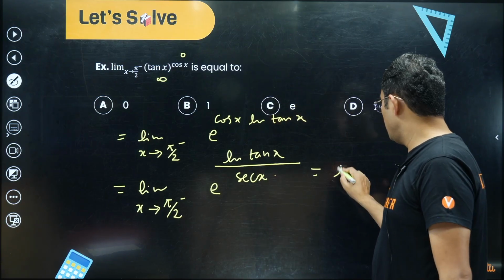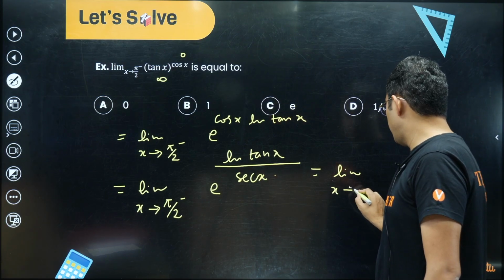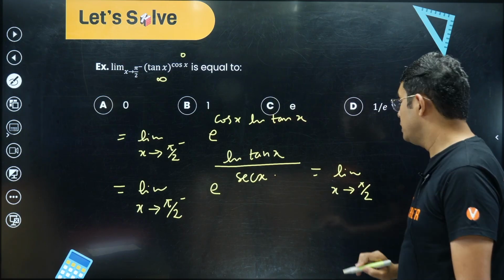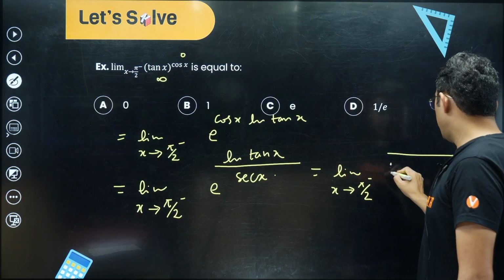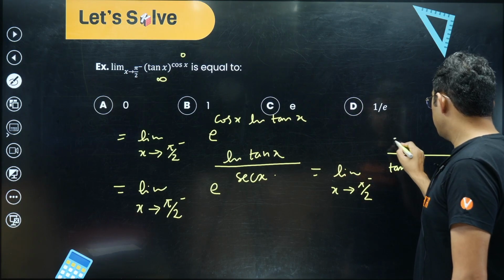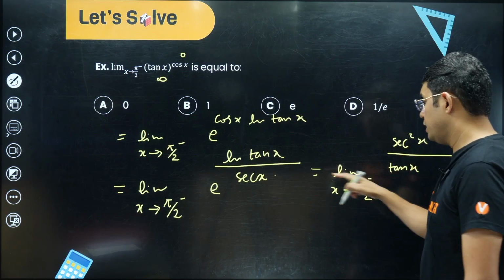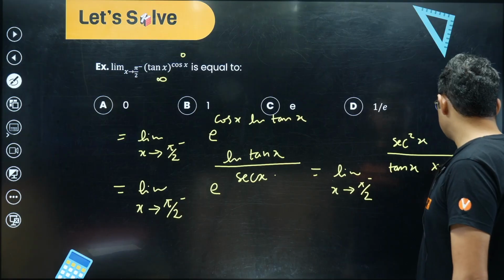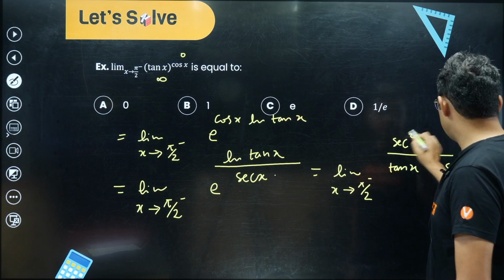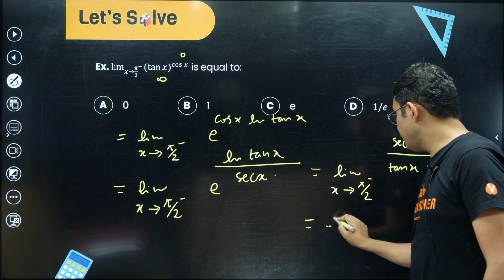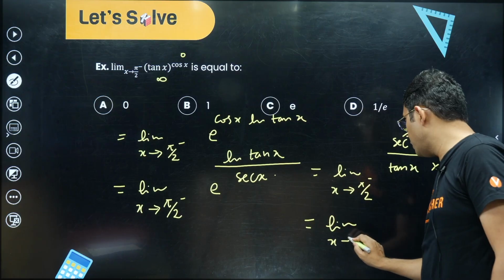Now this will be equal to limit x tending to pi by 2 minus. Differentiation of ln 10x will become 10x in the denominator and secant square x in the numerator, and the differentiation of secant x will be secant x into 10x. So one secant is getting cancelled here.